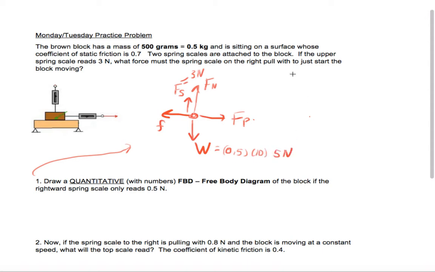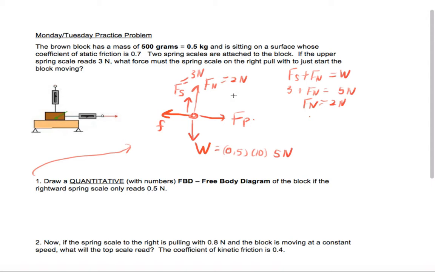Now let's balance out the vertical forces. I know that the spring force plus the normal force balances the weight, and so I have 3 plus the normal force balances this 5 newton weight, and that gives me a normal force equal to 2 newtons. All right.